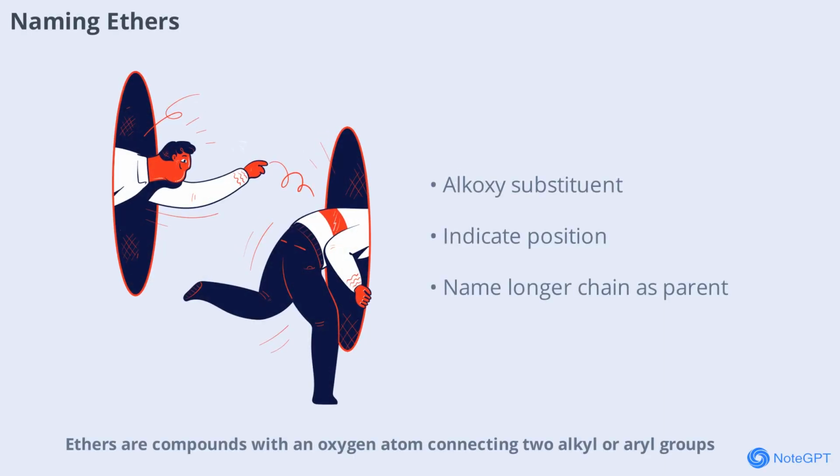Ethers are compounds with an oxygen atom connecting 2 alkyl or aryl groups. In IUPAC nomenclature, ethers are named as alkoxy derivatives of alkanes. The shorter alkyl group is named as an alkoxy substituent, such as methoxy or ethoxy, and its position is indicated by a number. For example, methoxyethane has a methoxy group attached to ethane.